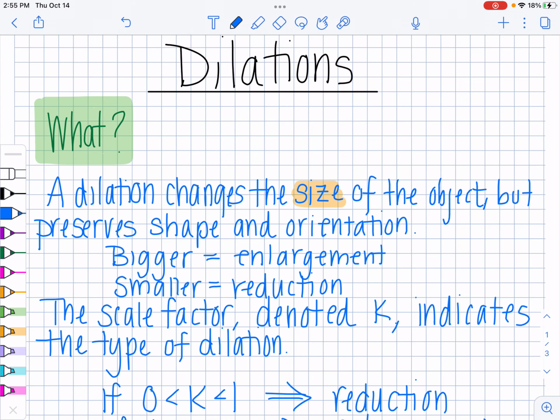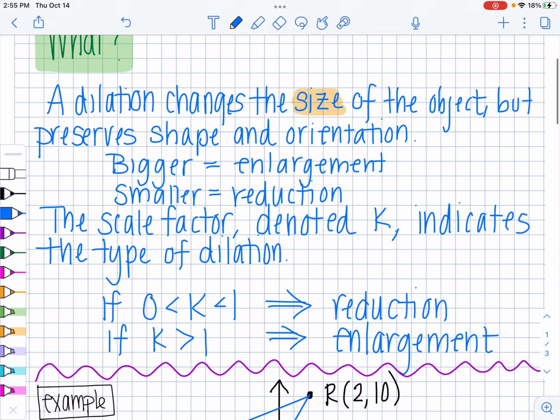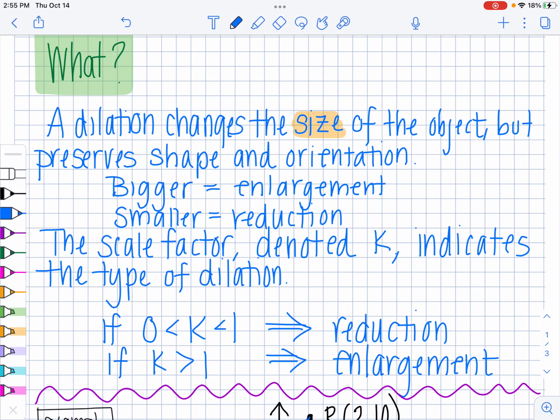When we make a shape bigger, we call that an enlargement. When we make a shape smaller, we call that a reduction. The scale factor, which we just write as K, indicates the type of dilation. The K will be written next to your formula, which I'll talk about in just a second.